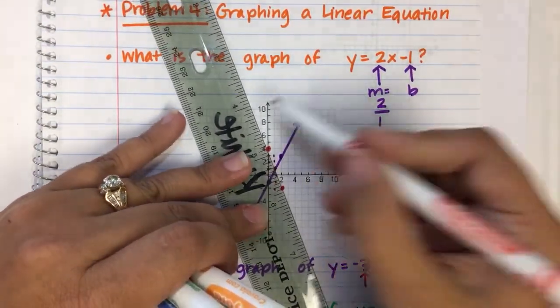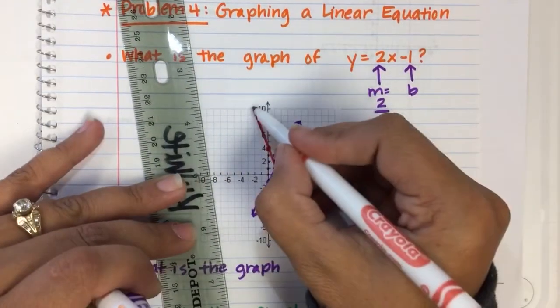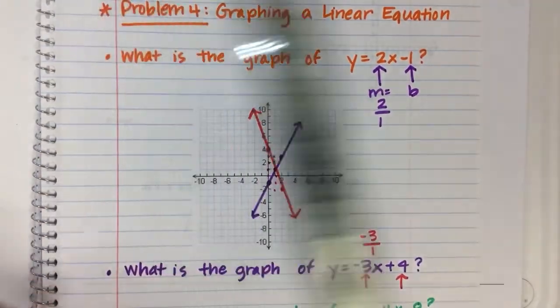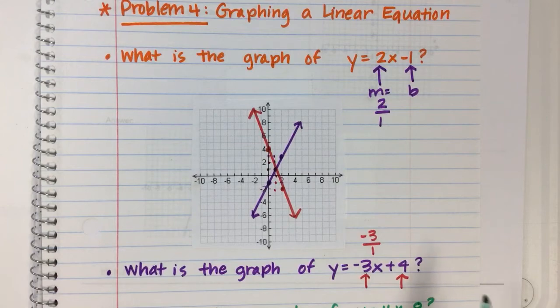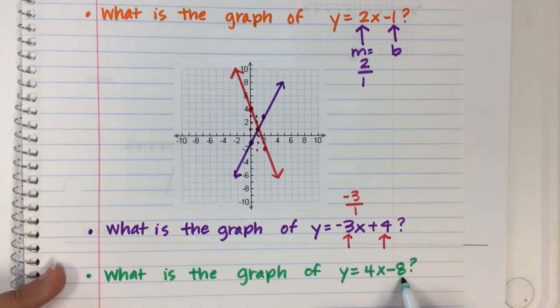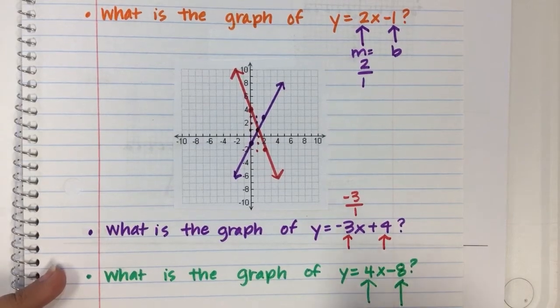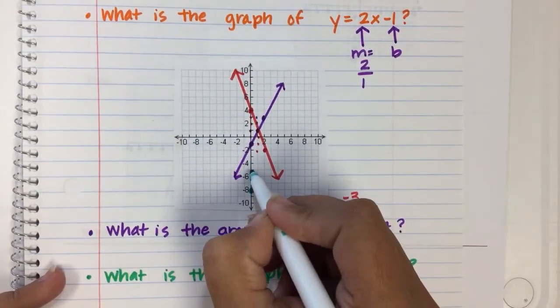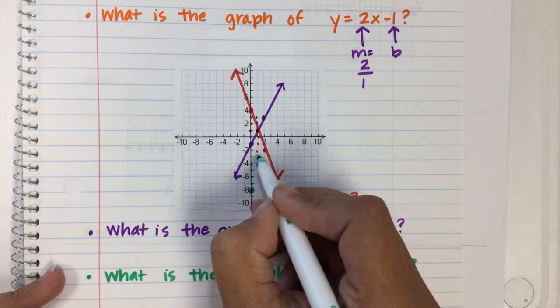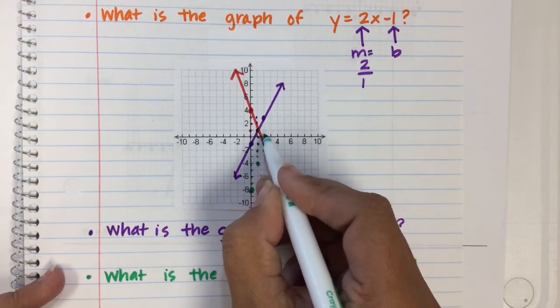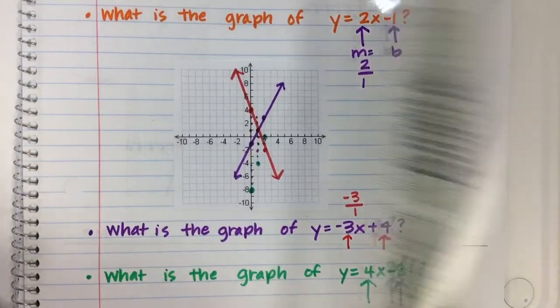All right, that's that graph. And the very last one, I know that the y-intercept is -8 and the slope is 4, written as a fraction, that's 4 over 1, so -8. Go up 4, over 1. Up 4, over 1.